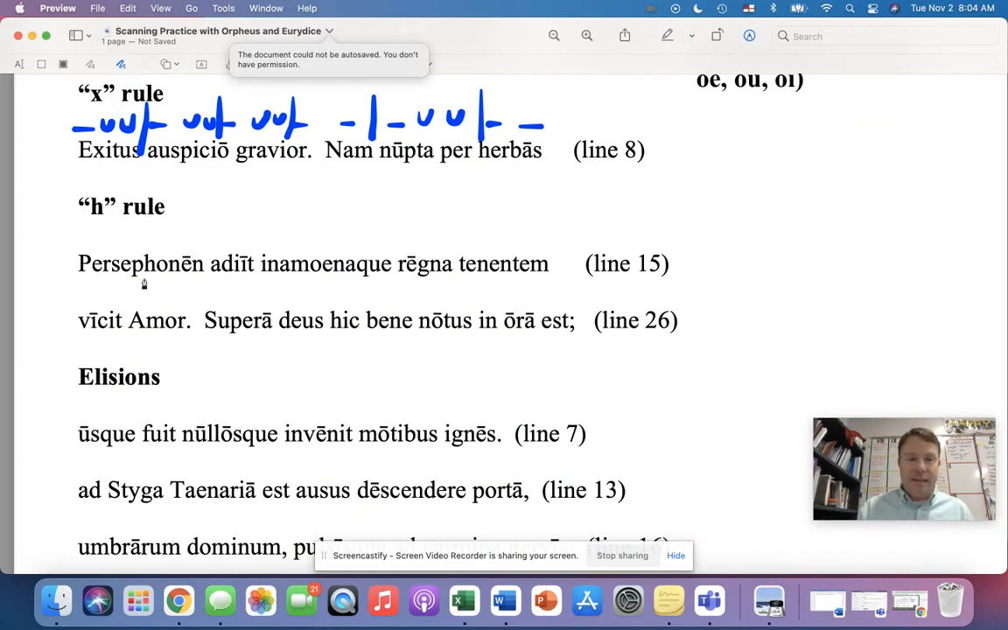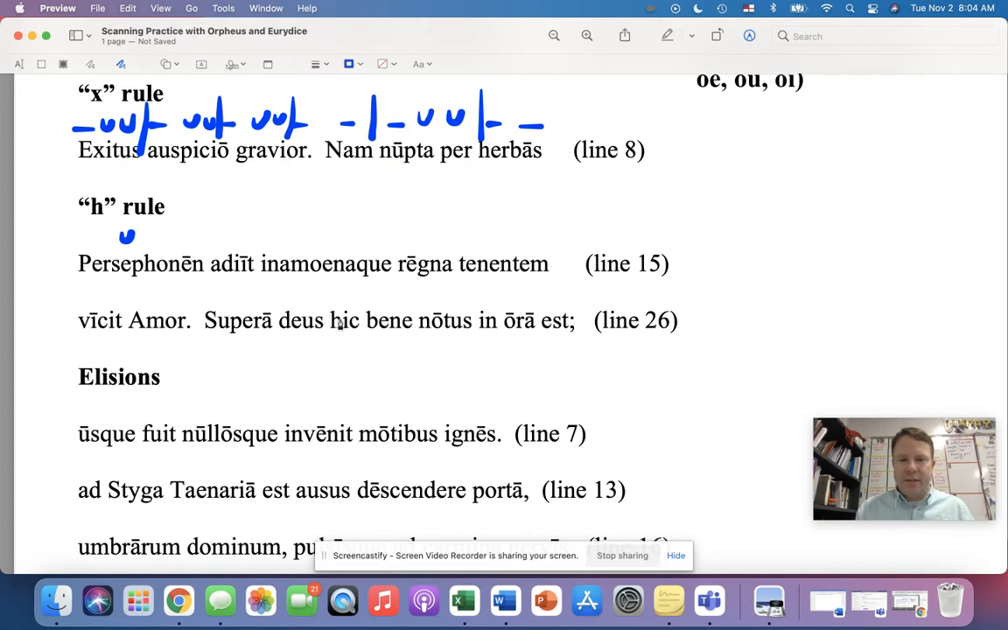So for instance, I see an H here in persephonen, okay? Now remember, our normal rule is that this vowel should be long because it's in front of two consonants. But we learned, right, H is not a consonant, so it's actually just one consonant, P. So I know that that's short. So that E is short. Do I see any other H's here? I don't. Now let's keep going here.